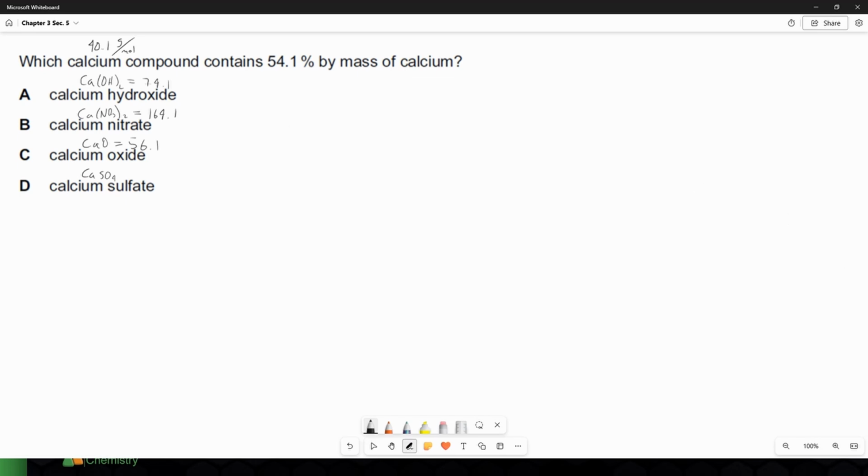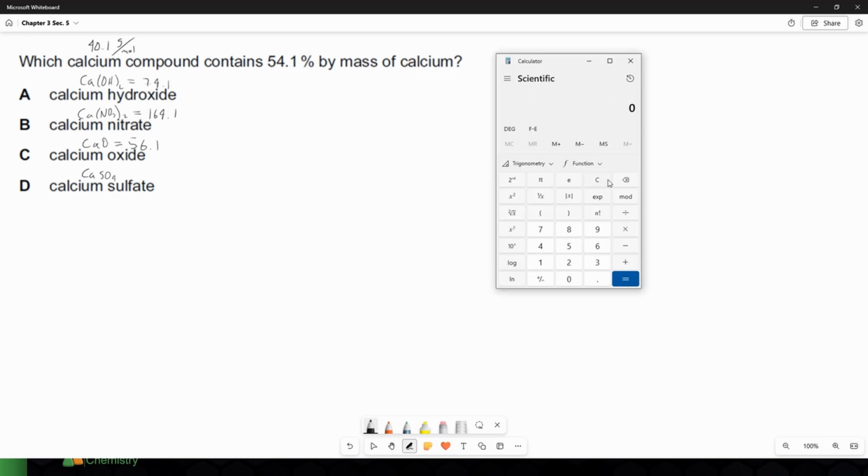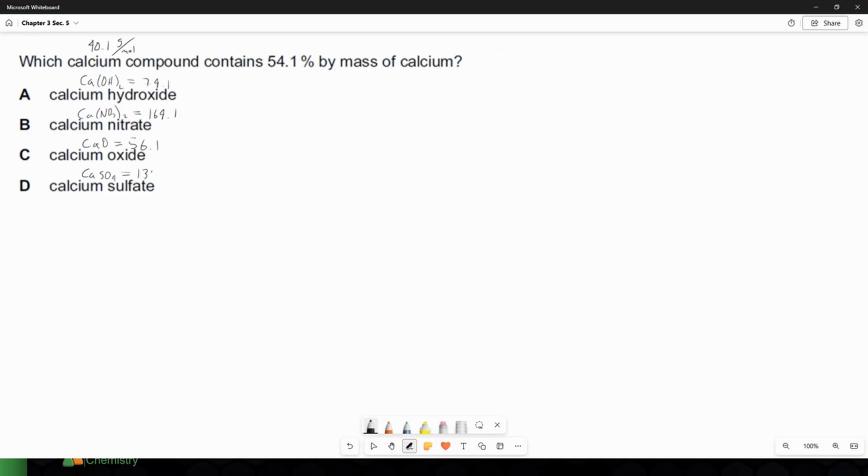And then finally, calcium sulfate. Again, we have calcium, which is 40.1, plus 1 sulfur, whose molar mass is 32.1, plus we have here 4 oxygens. Our molar mass of oxygen is 16 times 4 gives us 136.2 as its molar mass.